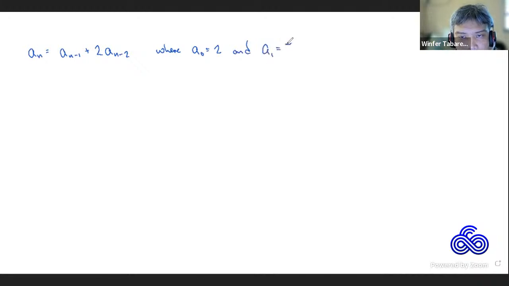So what we have from the original problem is a sub n is equal to a sub n minus 1 plus 2 times a sub n minus 2, where a sub 0 is equal to 2 and a sub 1 is equal to 7.